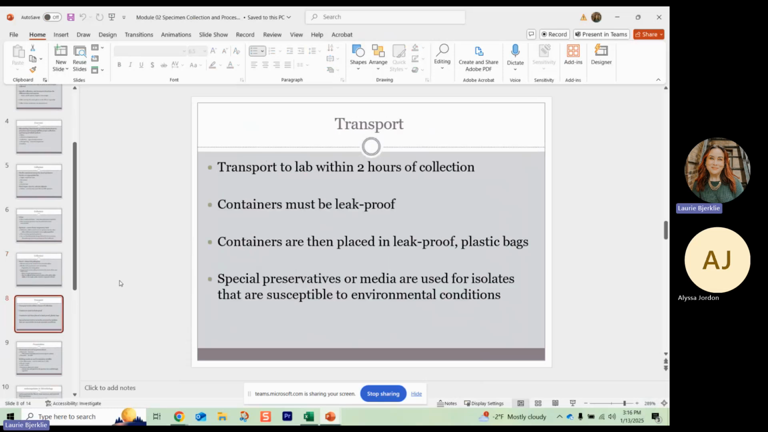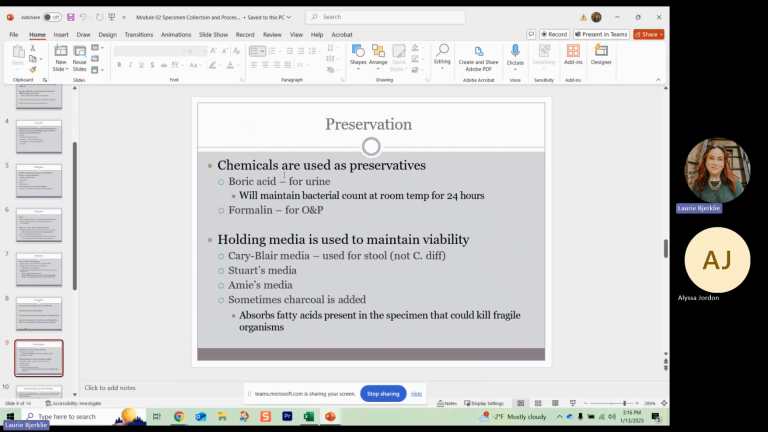Again, transport, can't let stuff just sit around. Usually we want things within 2 hours of collection coming to us. They must be in a leak, please God, be in a leak-proof container in a plastic bag. There is special preservatives that can be given, especially if we think that it needs to be sitting for a minute. Chemicals like boric acid can be used to preserve urine. If we cannot get urine into the fridge and it needs to sit on a counter, we can use a preservative there to help it.